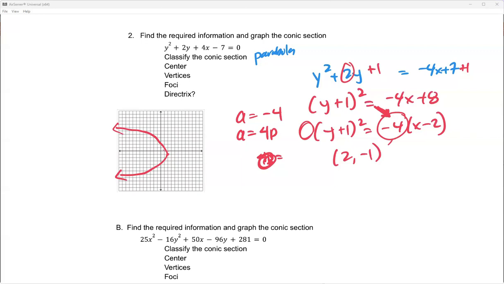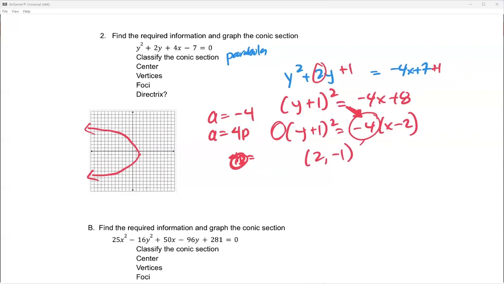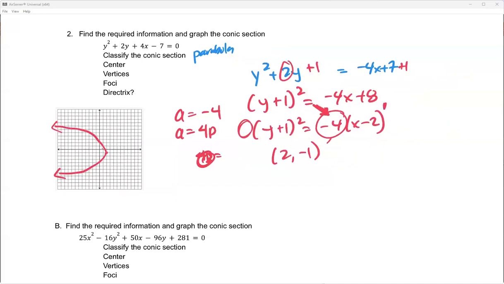You could have it on either side, but just know that if x is to the first power and this number is in front of that variable, then just put a is equal to 4p. If this 4 was over here, then you would have to make a equal to 1 over 4p. All right, so be mindful of that.